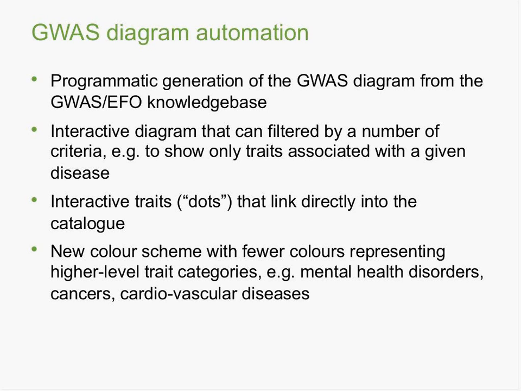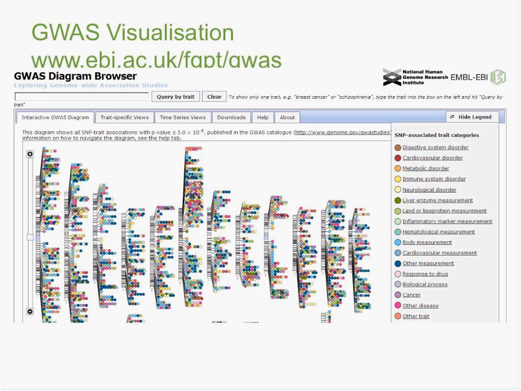We wanted interactive traits, so dots that directly linked into the catalog, and a color scheme which could be used to visualize trait categories rather than individual traits, and that could be modified if needed to make the diagram look more visually appealing. So this is our new front end, and this is the diagram that we have generated.